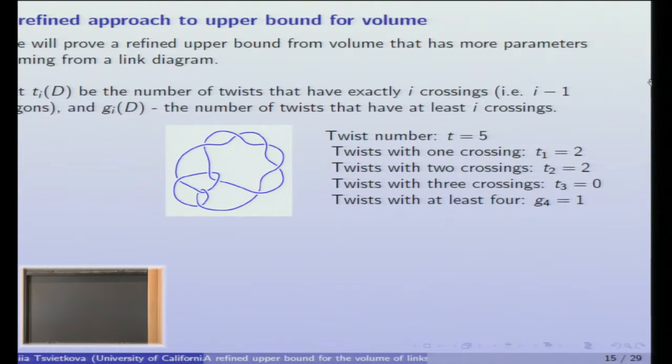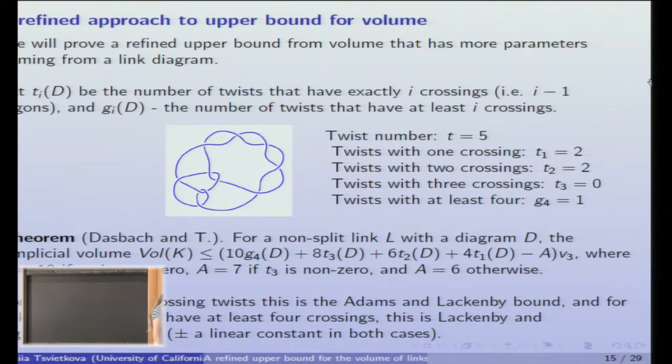And so let's look at another simple characteristic of a link coming from the link diagram. So not a twist number, but rather we will distinguish twists of different length. So let's say T1 is the number of twists with one crossing, T2 is the number of twists with two crossings, T3 is the number of twists with three crossings, and so on. So this one has five twists. Well, if you look at one-crossing twists, you have only 1, 2, right? And with two crossings, you have just two. And if you look at twists with at least four crossings, you actually have exactly one.